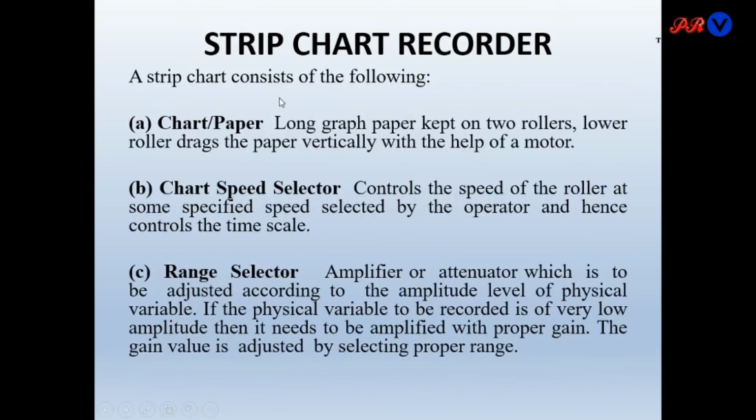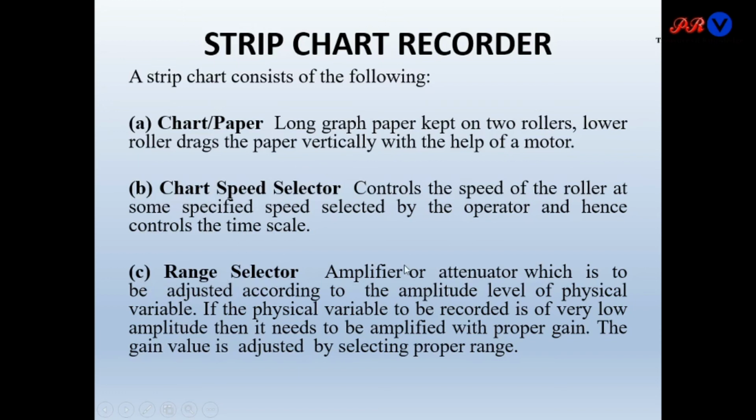A strip chart consists of the following parts. First is the chart paper, a long graph paper kept on two rollers. The lower roller drags the paper vertically with the help of a motor, so this graph paper is moved downward here. The chart speed selector controls the speed of the roller at some specified speed selected by the operator, and hence controls the time scale. It controls the speed of the chart movement.